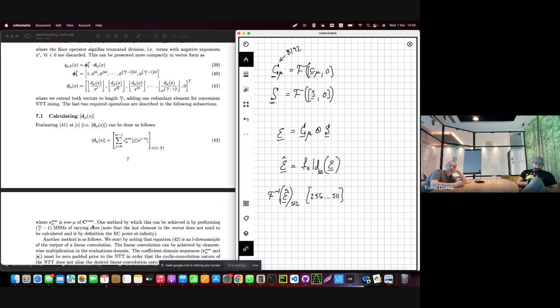So basically, that's what's done here. This f minus 1 of epsilon actually is what we tried to calculate. It's this d vector u at secret point s.